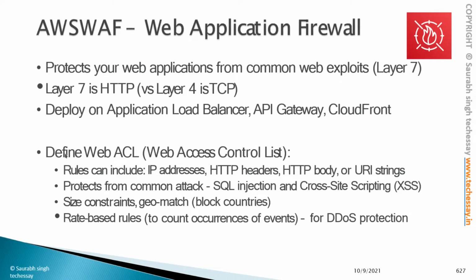And it basically defines a web access control list, and rules can include IP addresses, HTTP headers, HTTP body, or URL strings. And we can protect from common attacks like SQL injection and cross-site scripting, and size constraints, and geo-match to block countries, and rate-based rules to count occurrences of events for DDoS protection. So let's move further.